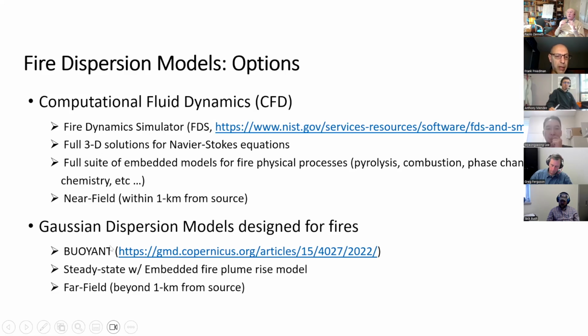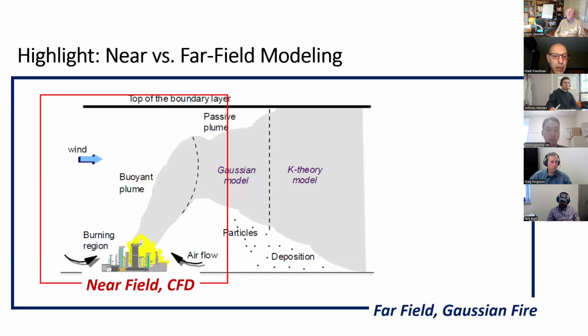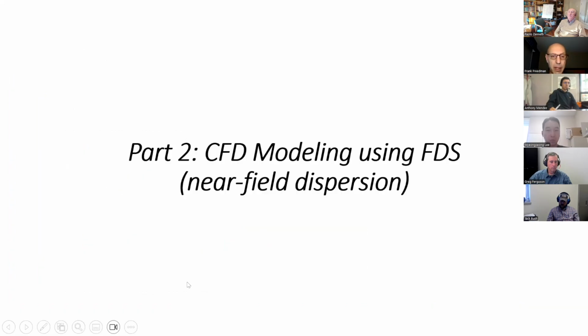The second model is the Gaussian dispersion model designed for fires, Buoyant, and there's a link for that. It's a steady state plume model with an embedded fire plume rise model. And since it's a Gaussian model, we can extend it further downwind. It's more computationally efficient. Okay. So I'll highlight the near field versus the far field. We'll skip through that. Okay, let's look at some CFD results now using FDS.